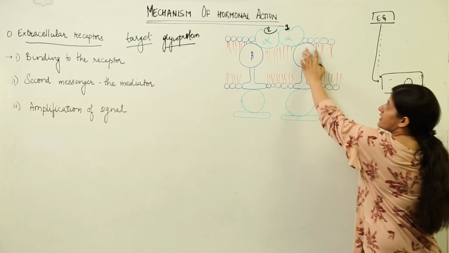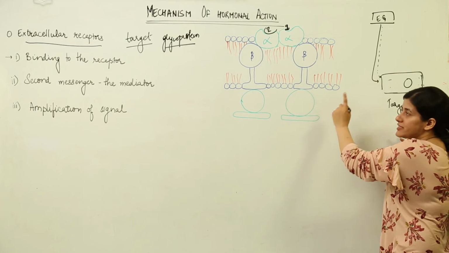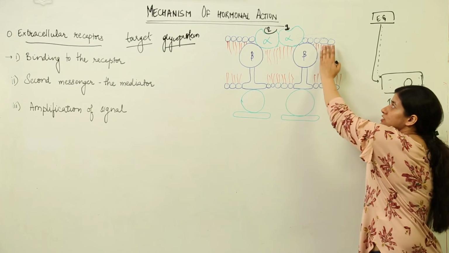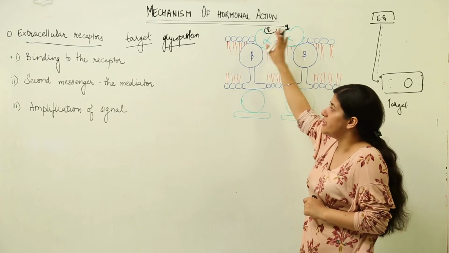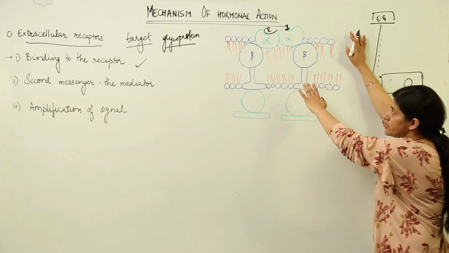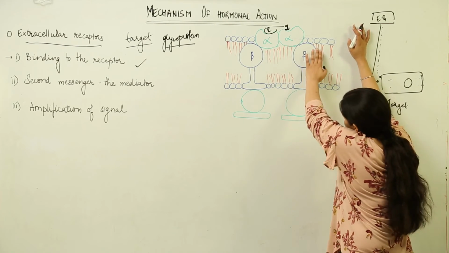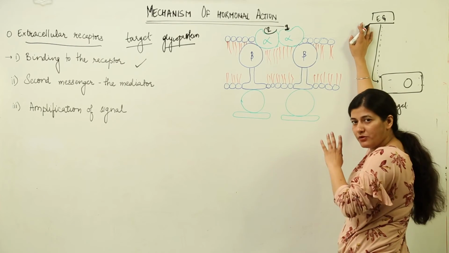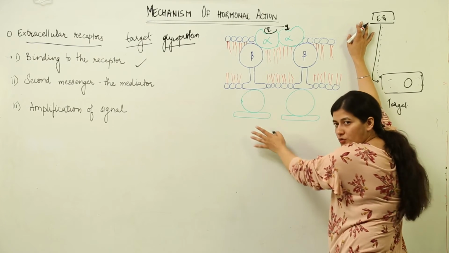So this is the extracellular receptor, this green to blue to green part. I have represented a single extracellular receptor over here, which is present through the plasma membrane. Now what happens is the hormone comes and binds to the receptor. When this hormone binds with the receptor, there is a conformational change in the membrane part, that is the beta subunit.